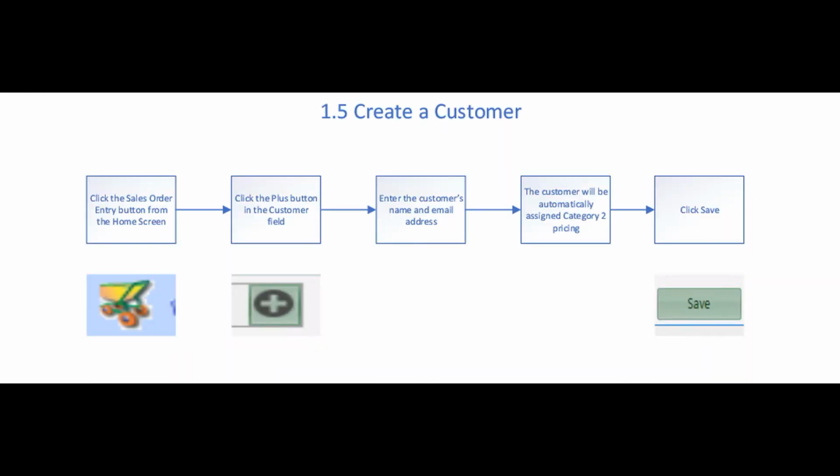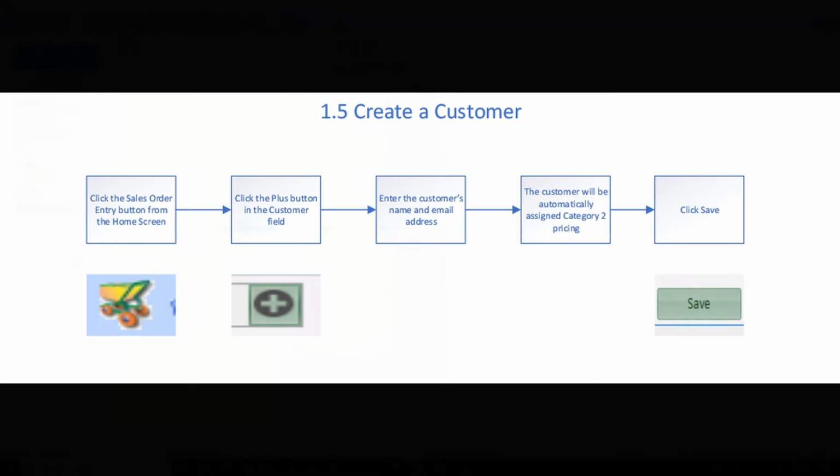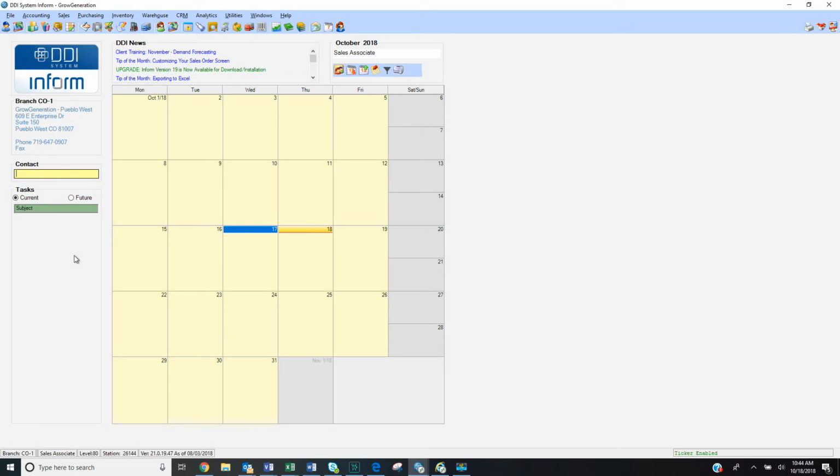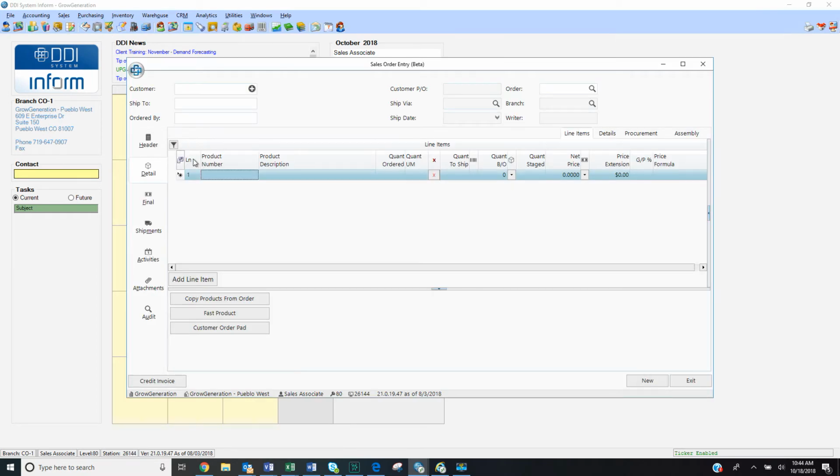This is Module 1.5. In this section, we're going to cover how to create a customer from a sales order. The first step to creating a new sales order is to open a sales order by clicking on the yellow shopping cart. Once the sales order opens, locate the customer field and press the plus sign.